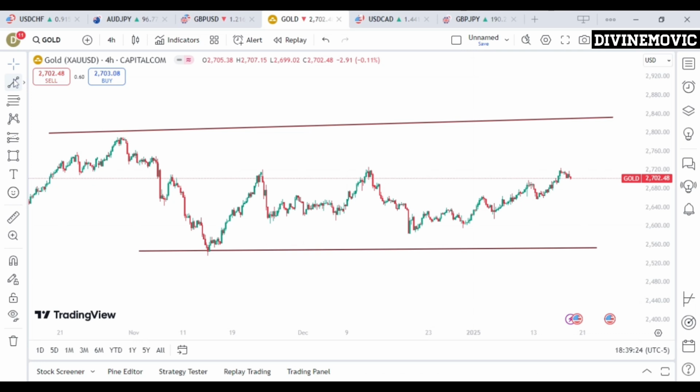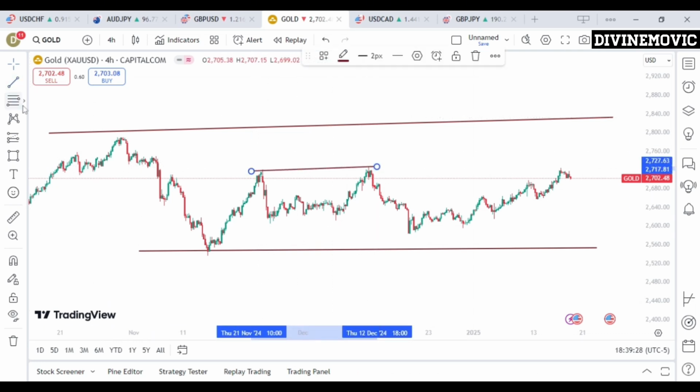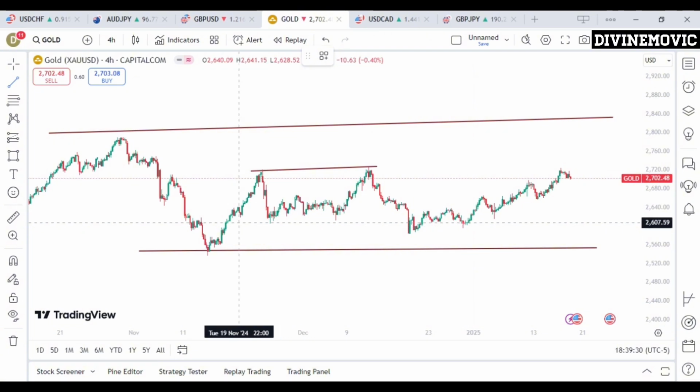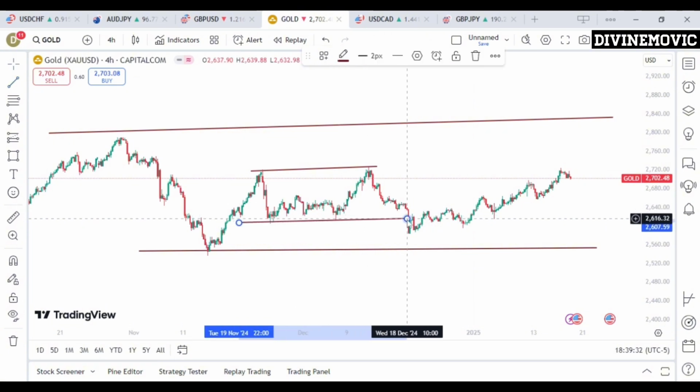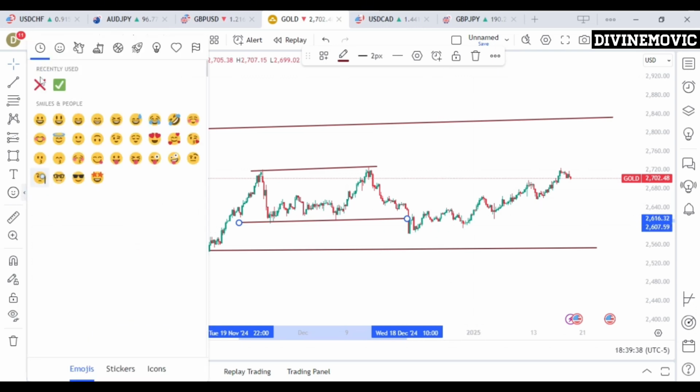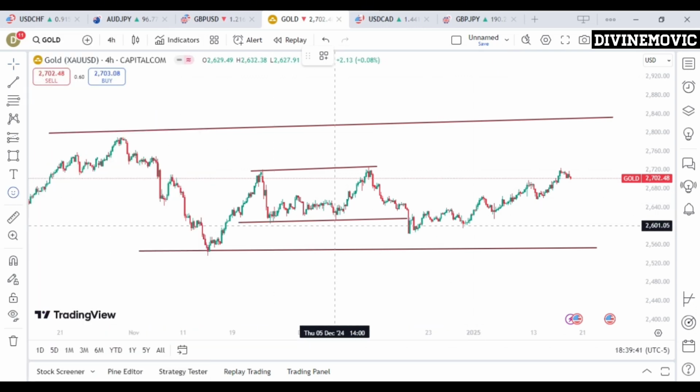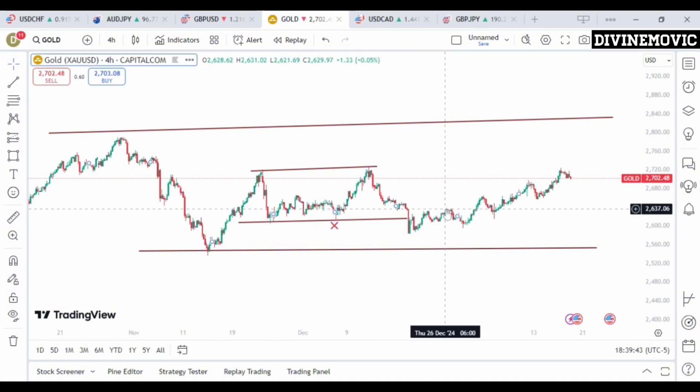Price simply induced an equal high here, giving us a buy side liquidity, and price also induced an equal low here, giving us a sell side liquidity. Now, having understood this point of liquidity, you can clearly see that price took out this sell side liquidity, sorry, and price left what?